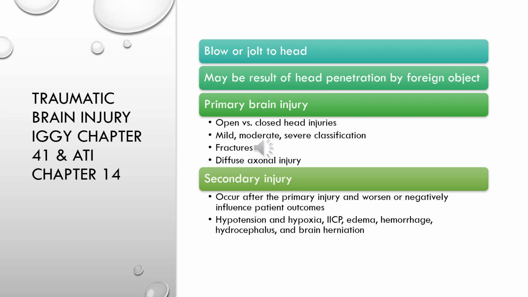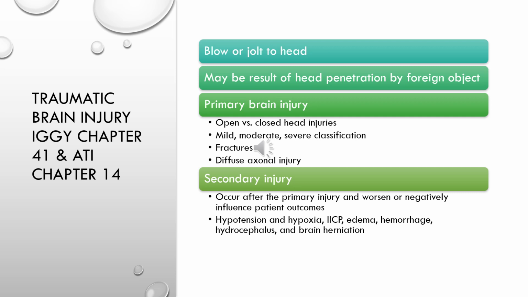They can be mild, moderate, or severe in classification. Fractures are a form of this as well, like a cranial fracture, basilar skull fracture, something like that. Diffuse axonal injury is where you have shearing occurring within the brain. And these are all talked about in your Iggy book in chapter 45. I think it's page 940, 41 or something like that, so you can look at that a little bit more closely.